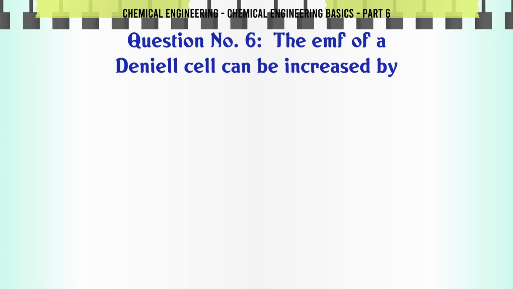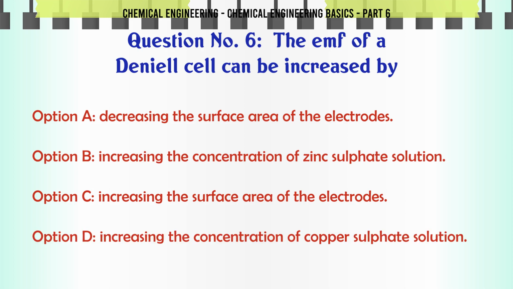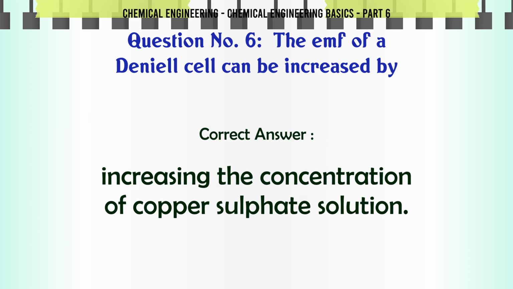The EMF of a Daniell cell can be increased by A. Decreasing the surface area of the electrodes. B. Increasing the concentration of zinc sulfate solution. C. Increasing the surface area of the electrodes. D. Increasing the concentration of copper sulfate solution. The correct answer is increasing the concentration of copper sulfate solution.